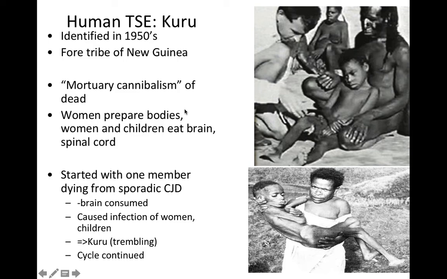And it's believed that because the women prepared the bodies with knives, they would be cutting themselves. And also my understanding is that the women and children would eat the brain and the spinal cord, which would be the parts of the body richest in prions. And then the men, if the men consumed the body, they were more likely to eat skeletal muscle, meat, which would still have prions, but would have lower concentrations. So as a result, the women and the children were devastated by kuru.